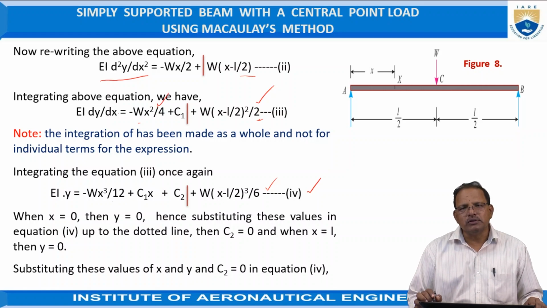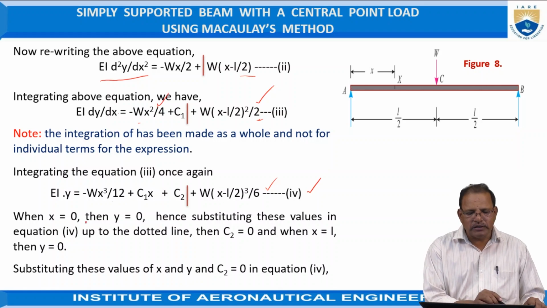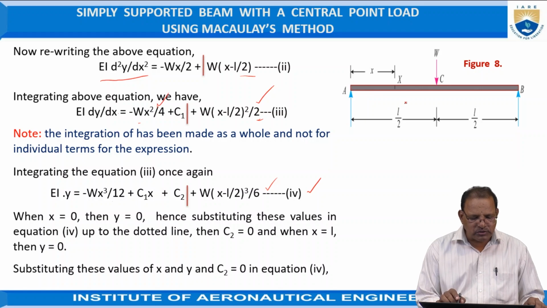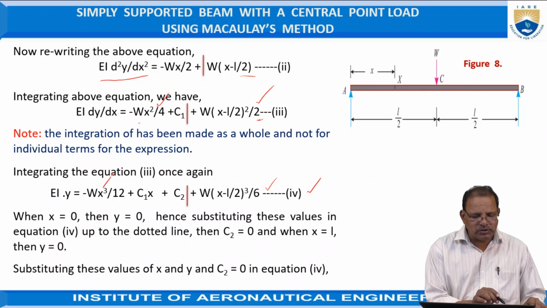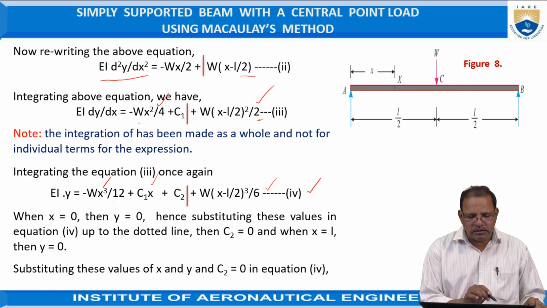That is x is equal to 0, that means y is equal to 0. At the same time, when x is equal to L, again y is equal to 0 now. So first we are taking x is equal to 0 in this equation, that means y is equal to 0, and substituting x is equal to 0 here, this content is equal to 0. Again the second one is also 0. Again C2 it is there now.